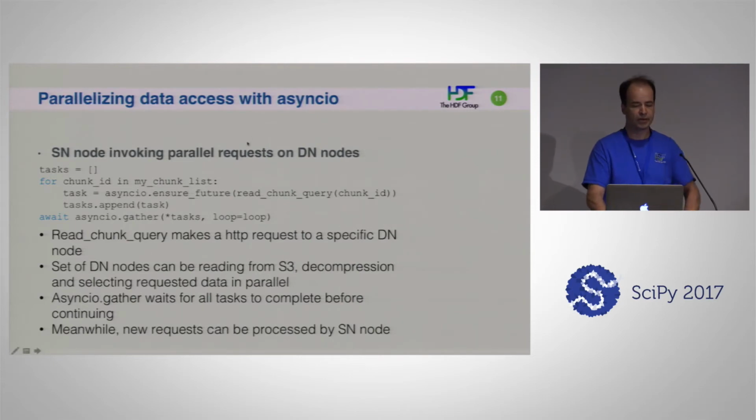Here's an example of using parallelism. Here I have a list of chunks, and I create a task for each chunk. Then I call await asyncio.gather. This will send those requests out, in this case from the service node to the data nodes. Each of those data nodes will be processing stuff, and the service node doesn't need to think about it until I come back from this await call. In the meantime, the service node can be doing other useful work while the data nodes are doing their stuff. All in all, I think it's a very efficient and fairly easy to program way of doing things.